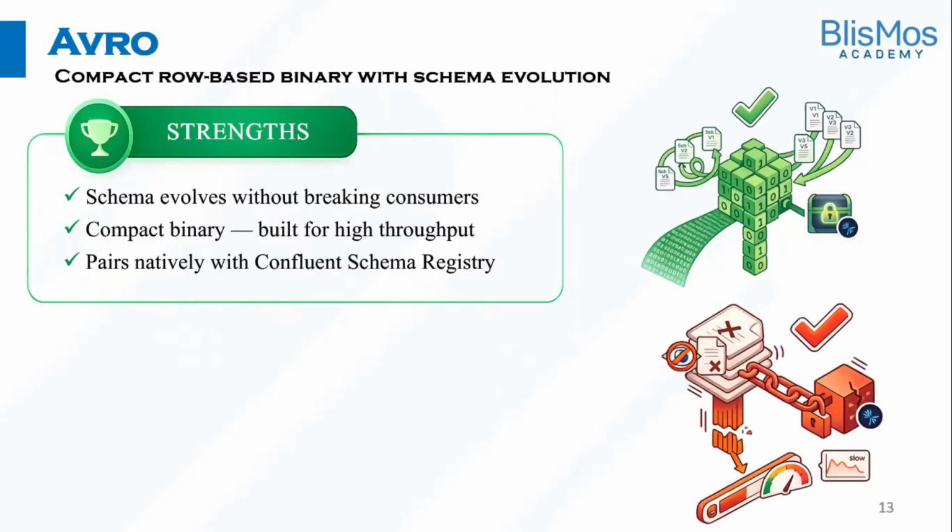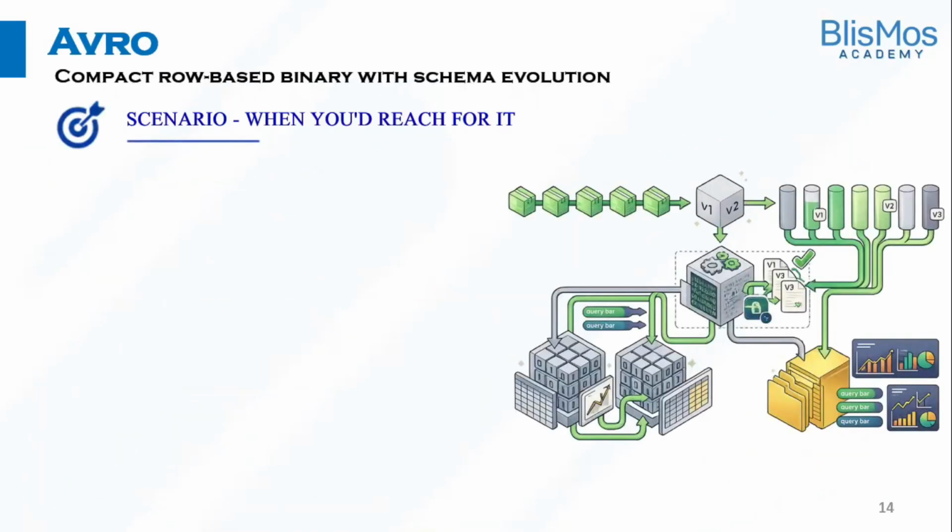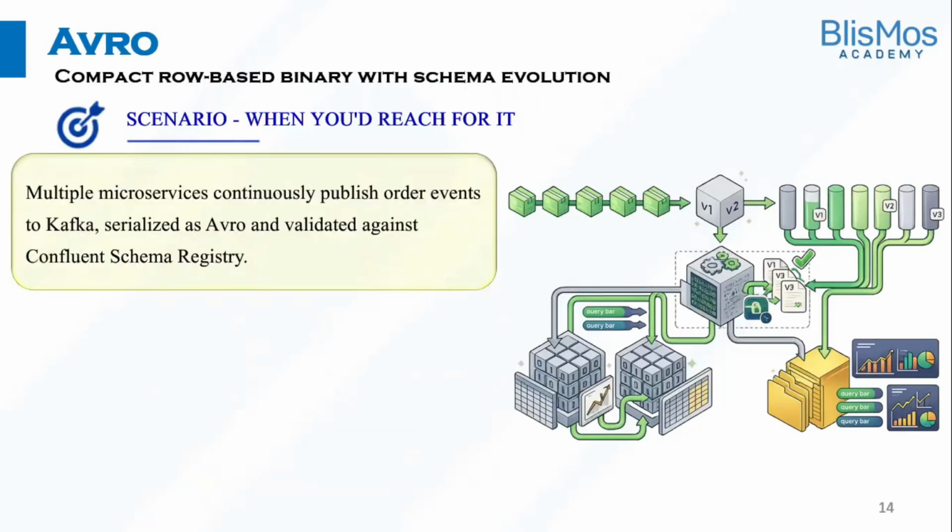Downsides of Avro: Avro isn't a human readable format, again. It is not as efficient as Parquet for large analytical column scans. So let's look at an example of Avro. Taking an example, multiple microservices continuously produce order events. These events are published to Kafka and serialized using Avro. The schema is managed using Schema Registry.